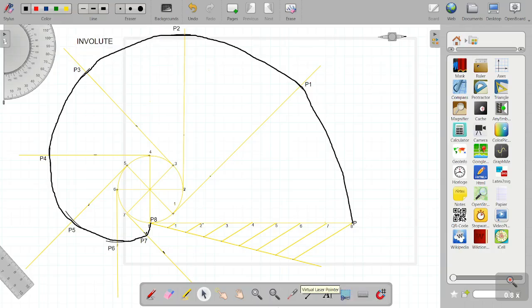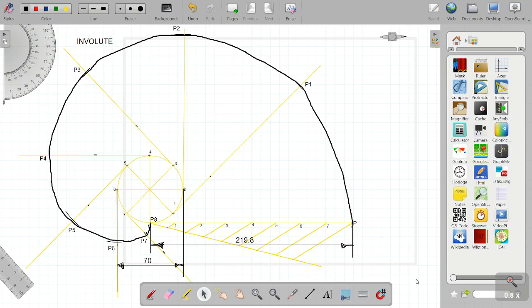Then we are remaining with the dimension part now. So dimensions, two dimensions need to be given. One for the diameter of the circle, and other will be the length of the string. Now, it was also asked in the question to draw normal and tangent to any point on the curve.